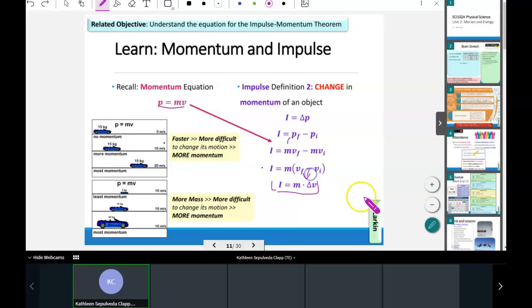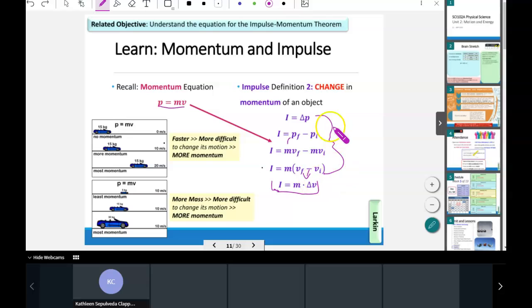My change in velocity. Now, I don't need you to know all of this, so don't panic. What I want you to know is where I got this equation from. Where I got I equals m times the change in velocity. Go ahead and give me a thumbs up if this makes sense. Again, I don't need you to know this. I just need you to know where I got this from. A lot of stuff here. Okay, this is just the second part. Thumbs up.